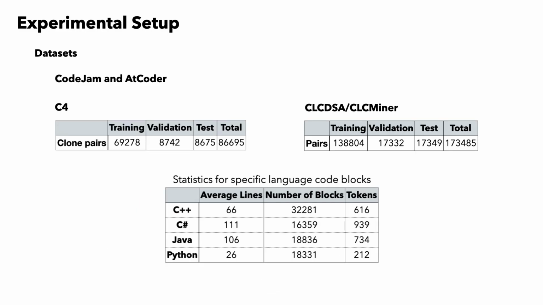The dataset we use was constructed from Google's CodeJam and AtCoder. For C4, we only need clone pairs, so we get these examples. For CLC-DSA and CLC-Miner, we follow the experiment setup of CLC-DSA and randomly select from different programs to create non-clone pairs for one clone pair. The statistics for the language code blocks can also be seen in the slides.